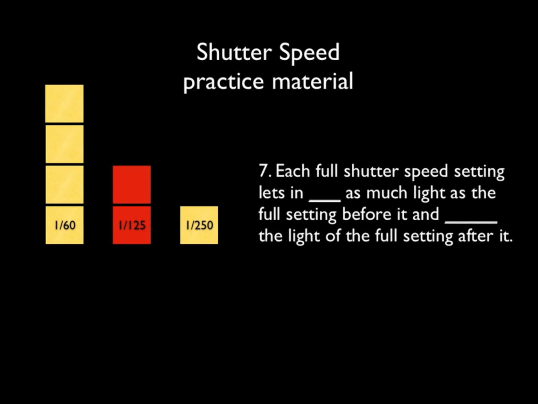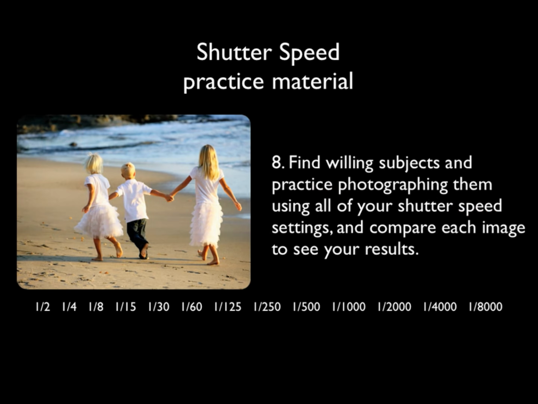Number 7. Each full shutter speed setting lets in half as much light as the full setting before it and double the light of the full setting after it. Eight. Find willing subjects and practice photographing them using all of your shutter speed settings, and compare each image to see your results.